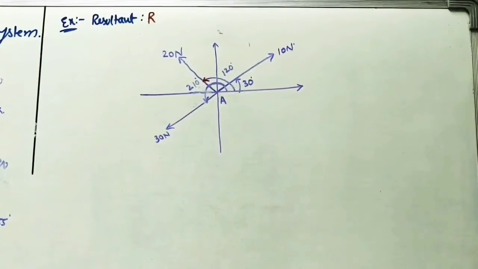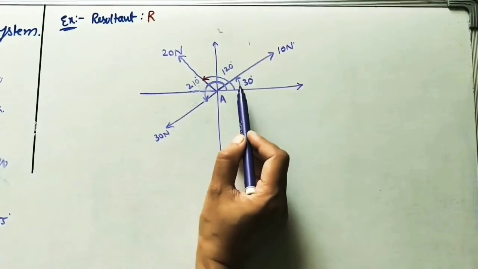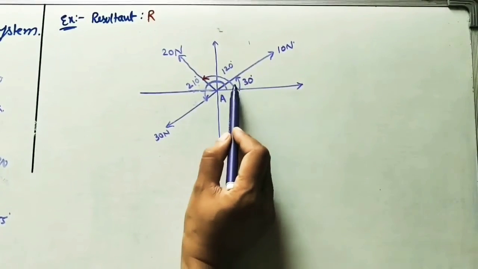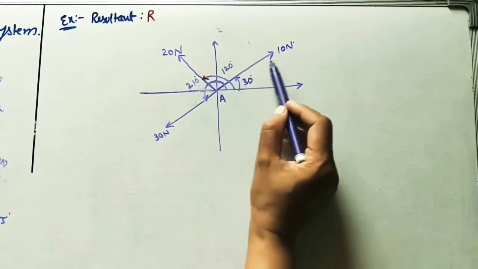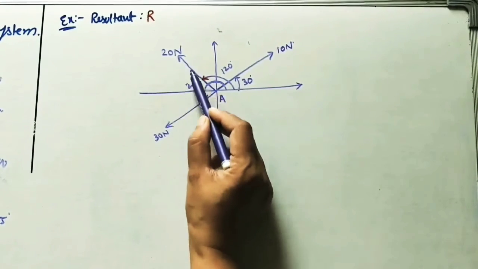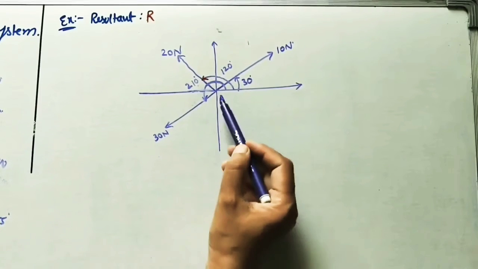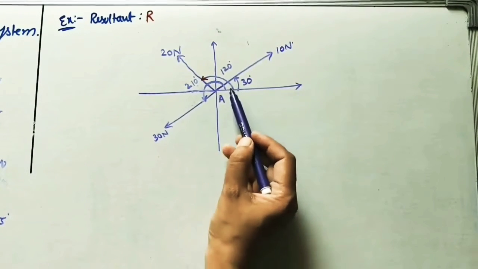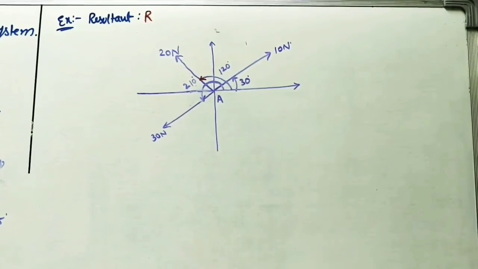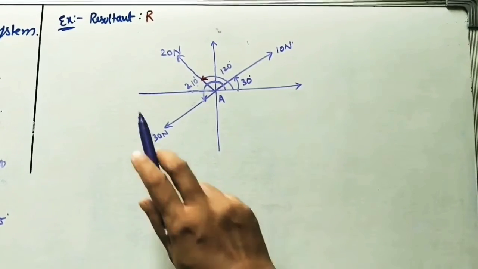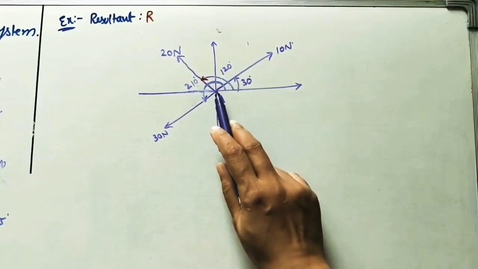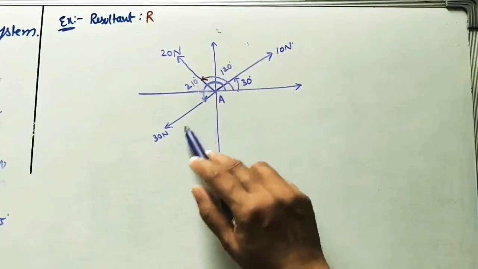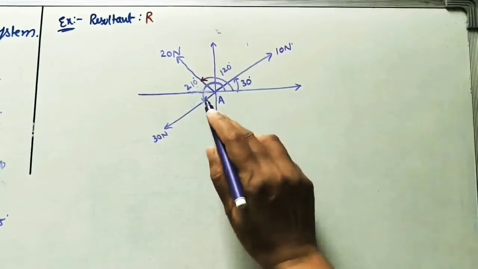We have to find the resultant. Here also angles are given with the horizontal line. The first force is making 30 degrees, the next force is making 120 degrees, and the third, 30 Newton force, is making 210 degrees. Okay. We need to find the resultant force at point A, because at A all forces are acting. Now here I will redraw the diagram.